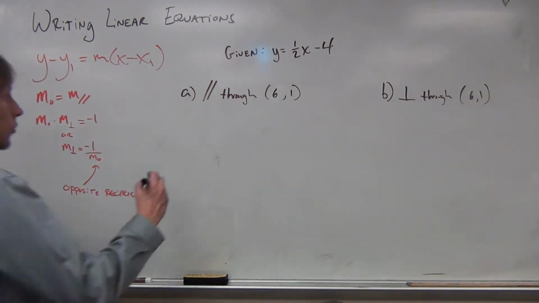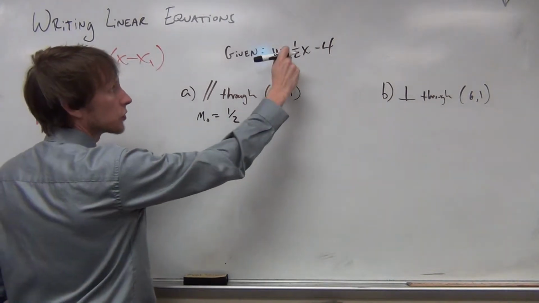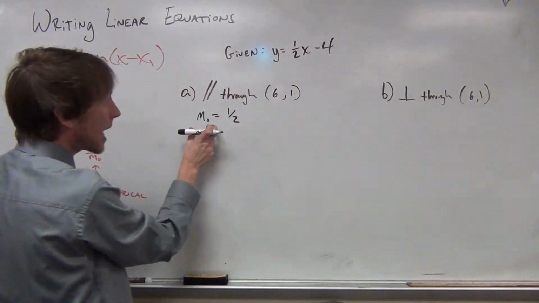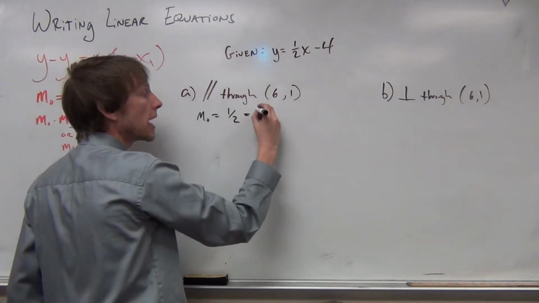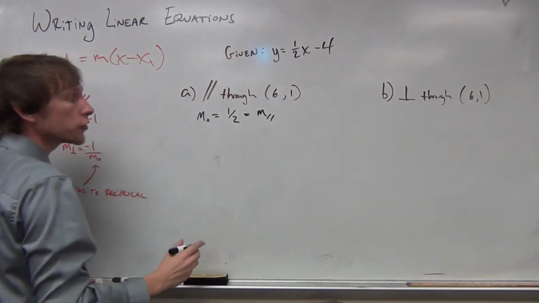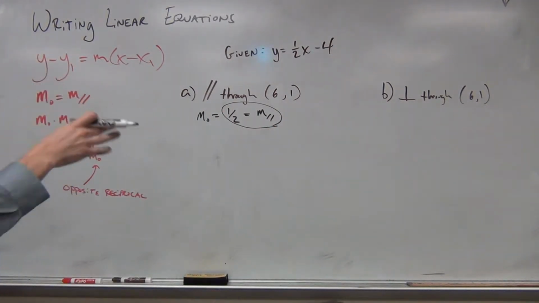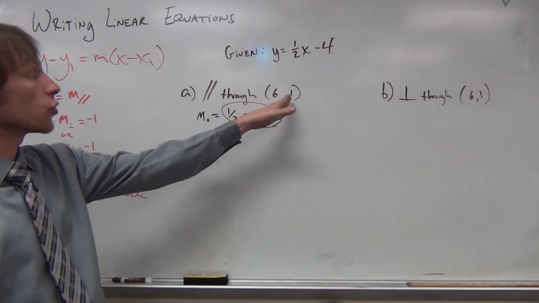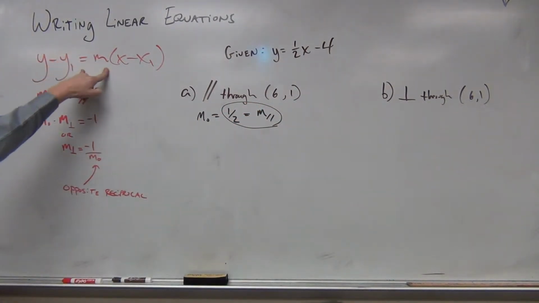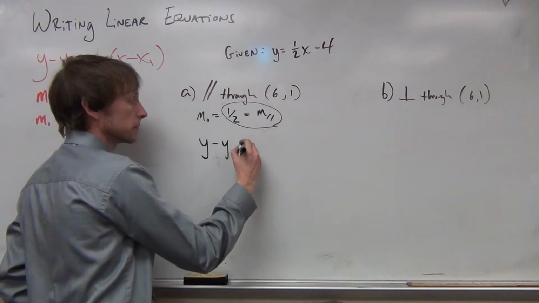First of all, the original slope is equal to 1/2. Y equals mx plus b. The m of the original line is 1/2. So that means that the slope of the parallel line will also be 1/2. So we are going to use that slope value. We're going to use this point that we were given as our x1, y1 in this formula. Y minus y1 is m times x minus x1. So write the formula.